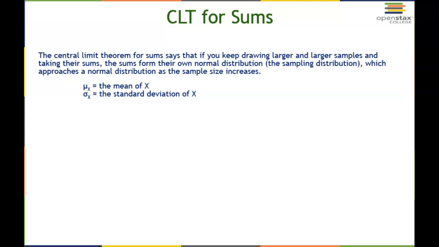And we're still going to deal with going from an x to a z to a p. But this time, instead of x's, we're going to deal with the sum of x. We're going to take the sum of x, then go to a z-score, then go to a p-value, the probability. So we're still going to have that middle step.